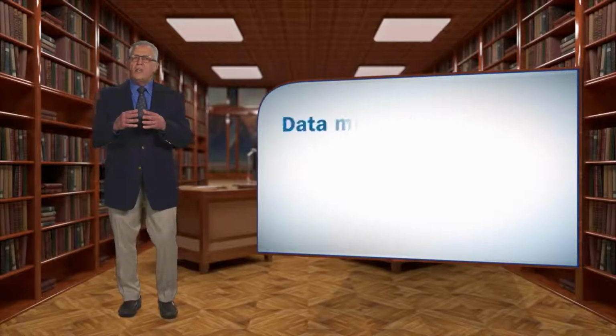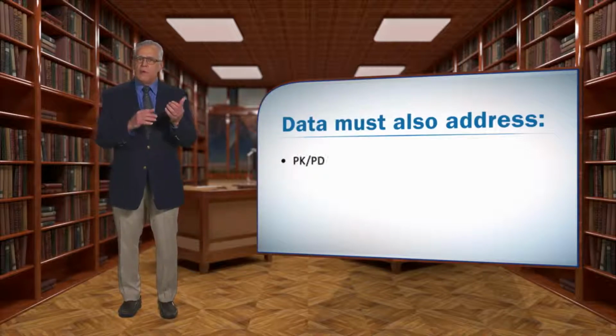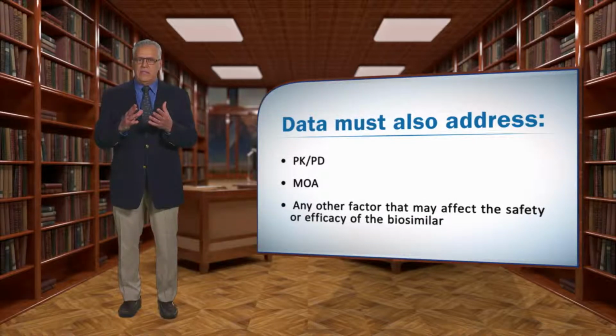Extrapolating immunogenicity, efficacy, and toxicity data only comprise a portion of the evidence the FDA requires biosimilar manufacturers to produce to scientifically justify indication extrapolation. Other data must also address pharmacokinetic and pharmacodynamic measures, mechanism of action, and any other factor that may affect the safety or efficacy of the biosimilar in each extrapolated indication.